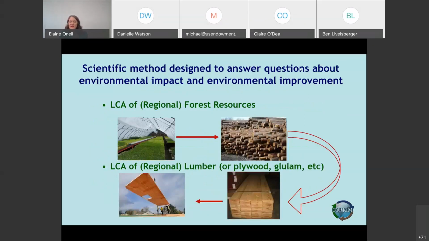So without getting too far down in the weeds at the moment, what is LCA? It's really an input-output analysis. It's a scientific method that's designed to answer these questions on environmental impact, but more than that, about environmental improvement. How can you do a better job of doing the things that you do now if you're a mill manager? How do you drive down your energy use, because that drives down cost? How do you improve your yield, because that improves profit?